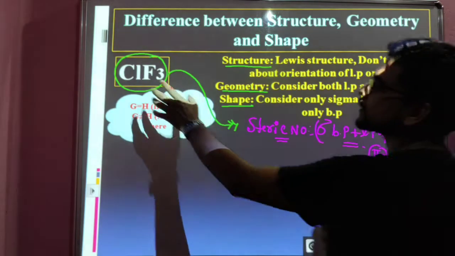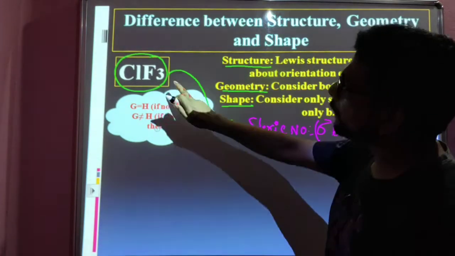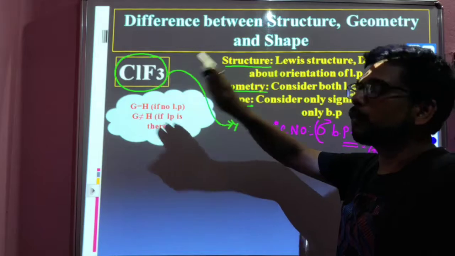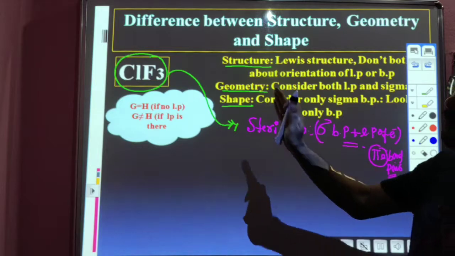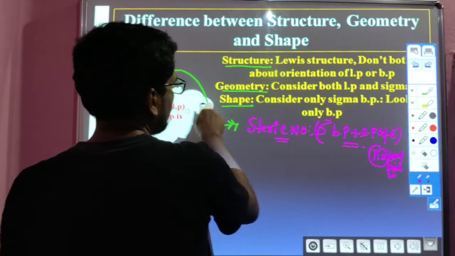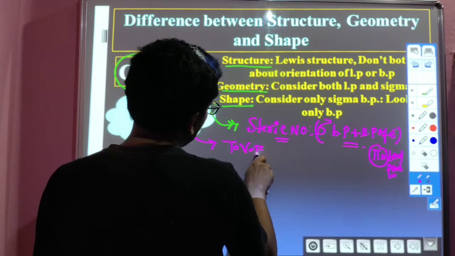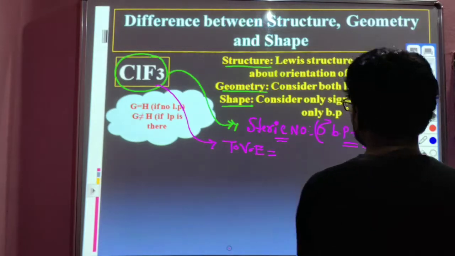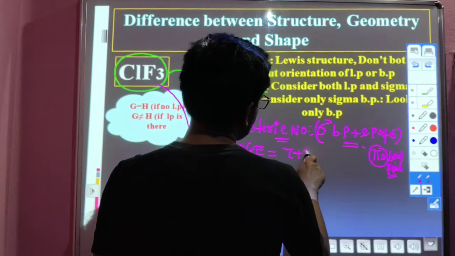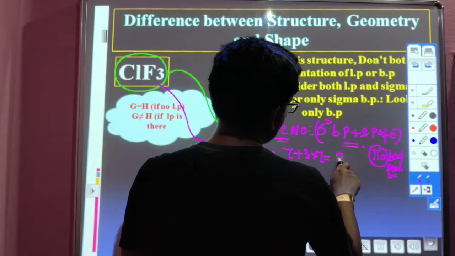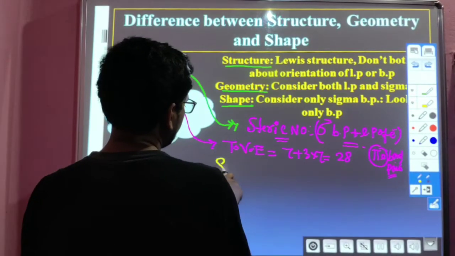Okay, let me explain this one, the ClF3. In ClF3, how many numbers of bond pairs and how many numbers of lone pair electrons are there? In order to calculate, first we will calculate total valence electron. How many numbers of electrons are there? Total valence electron, 7 plus 3 multiplied by 7, that is 28. Now you simply divide it by 8.